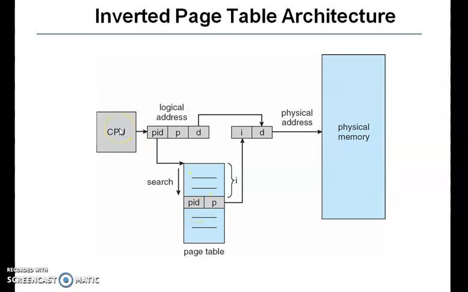The CPU generates a logical address containing the process ID, that is the process owner, the page number, and also the displacement here. Using the PID and P combination, we search in the page table. Whenever there is a success, we use this index I as the frame number here. Using I and also the displacement which is available in the logical address, we generate the physical address. Using this physical address, we are able to access the data from the physical memory.